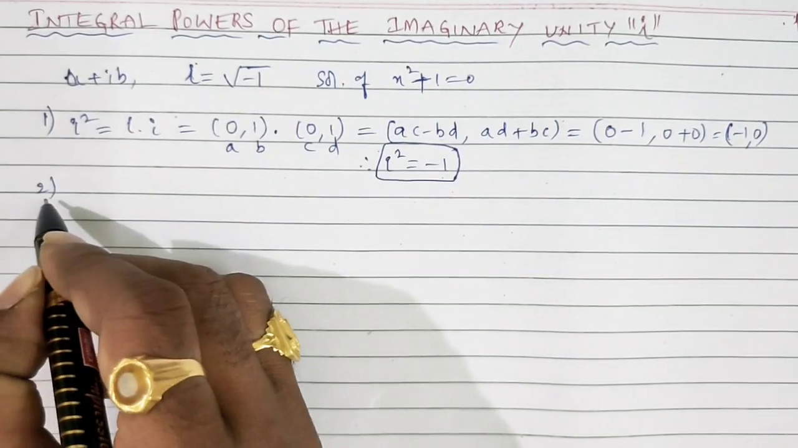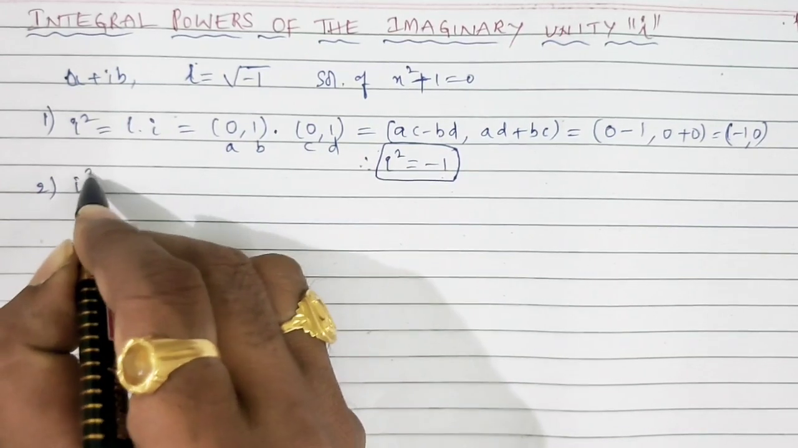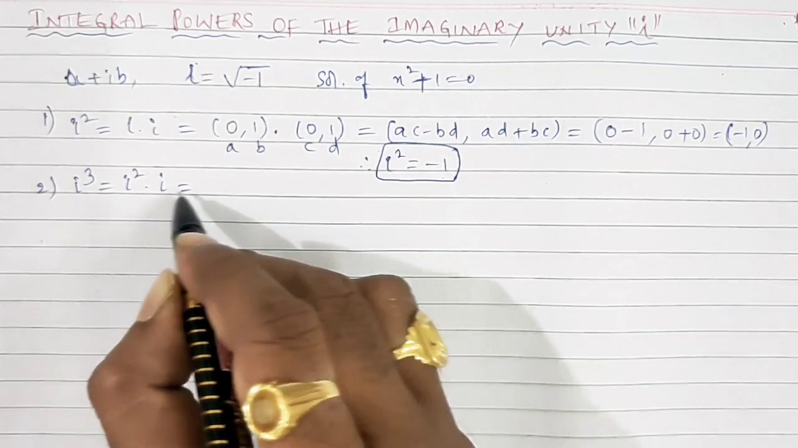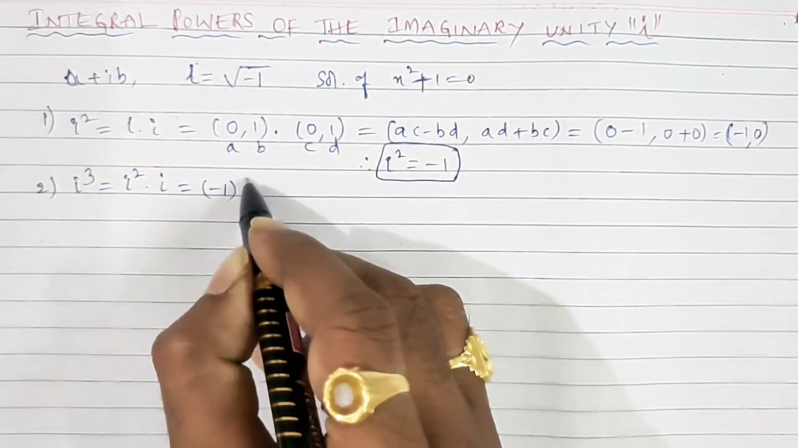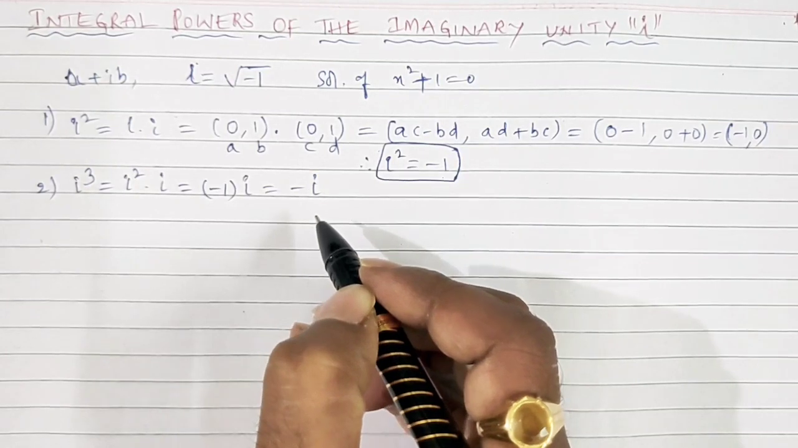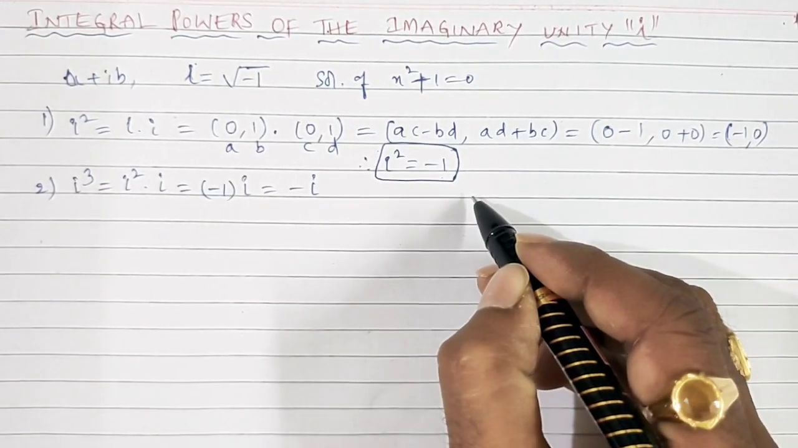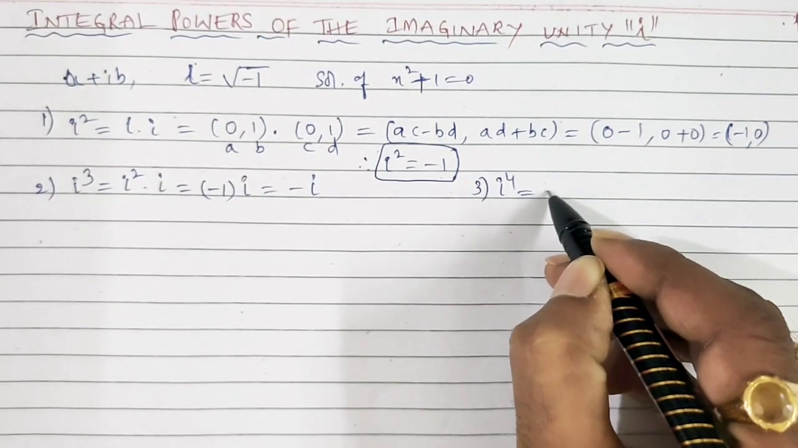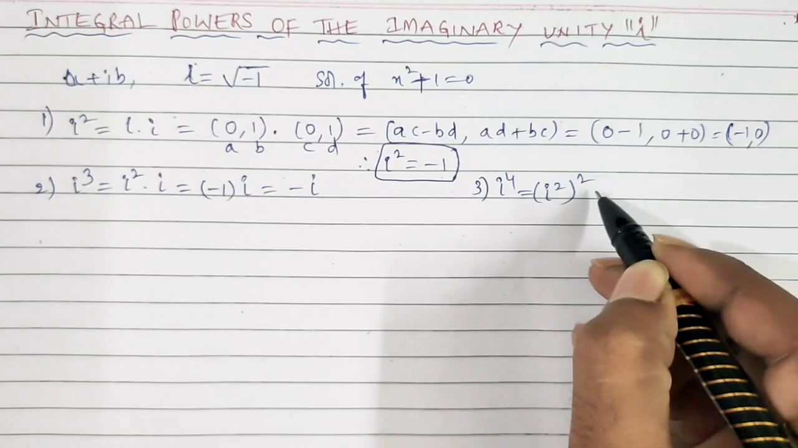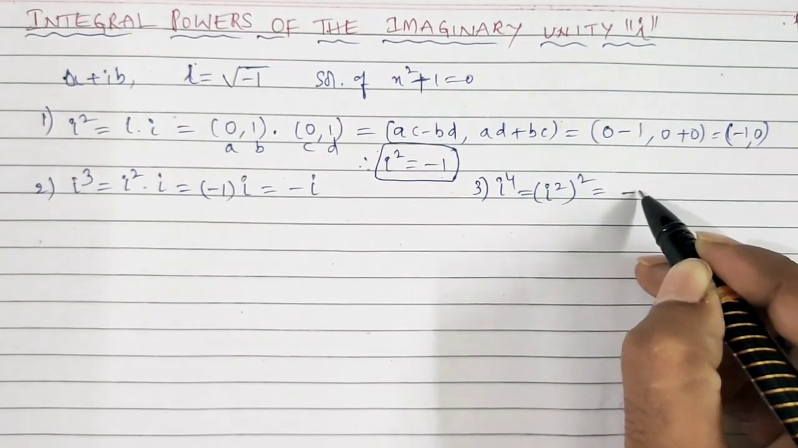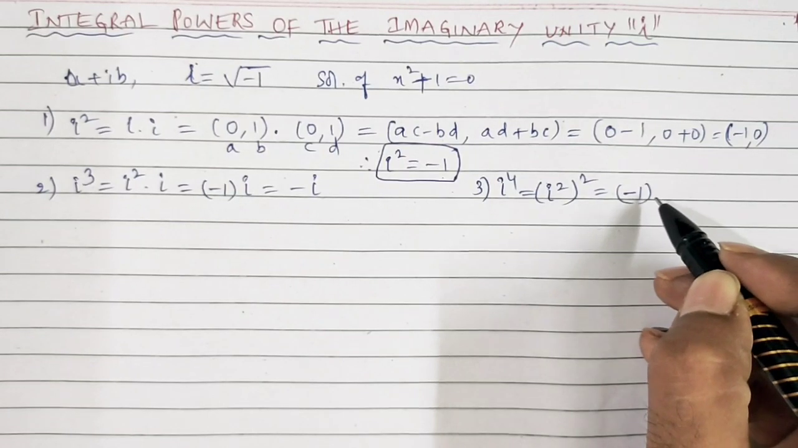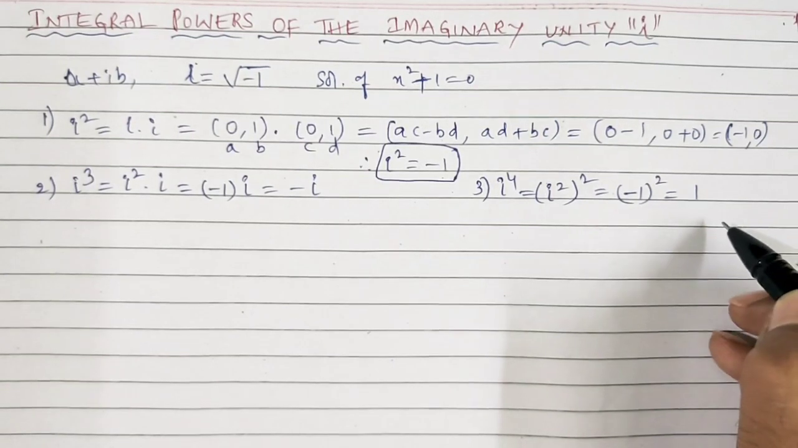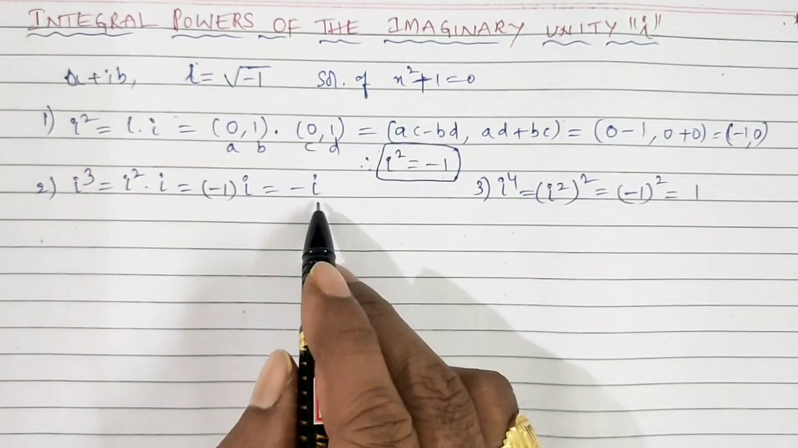Second, we are trying to find the value of i cube. i cube can be written as i square into i, as per the laws of exponents. The i square value we got is minus 1, so minus 1 into i is equal to minus i. Next, the i power 4 value. i power 4 can be written as i square whole square, and i square value is minus 1, so minus 1 whole square is 1.